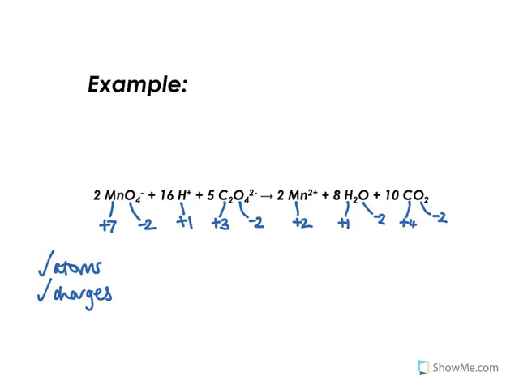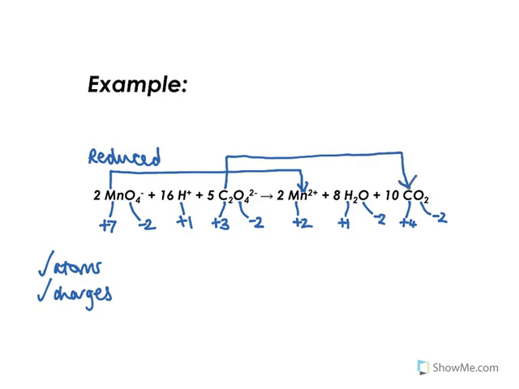So if you have a look at the manganese, on the left hand side, the oxidation state of the manganese in MnO4 minus is plus 7. Coming across here, it's reduced down to plus 2. So we could say to ourselves that the Mn has been reduced. Its oxidation state has gone from plus 7 to plus 2, it's decreased. Whereas the carbon here has gone from plus 3 up to plus 4, so that carbon substance has been oxidized. So this is indeed a redox reaction.